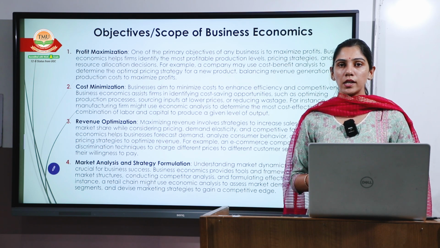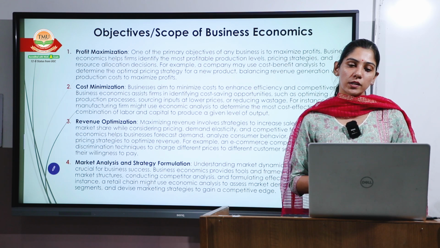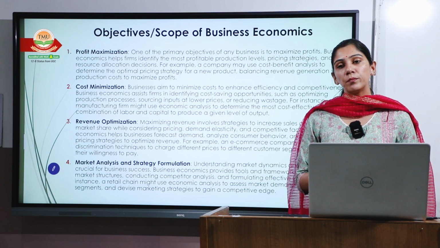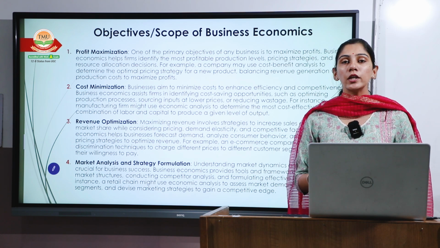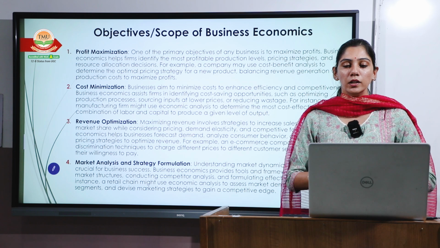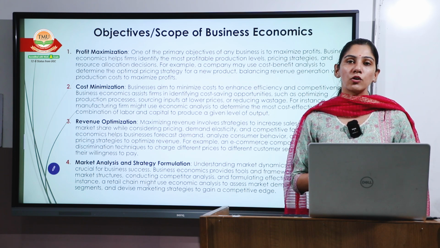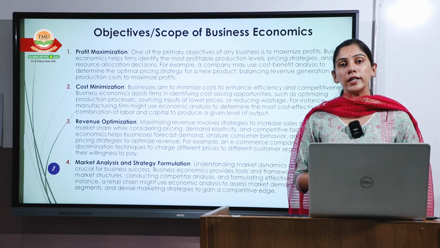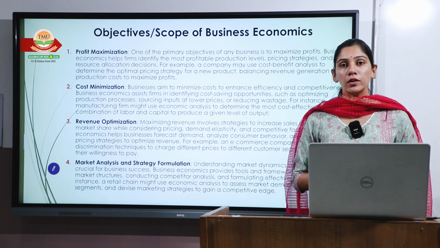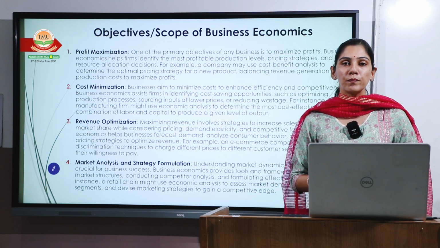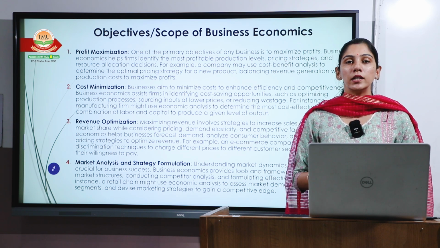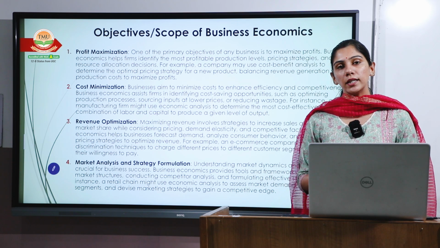Let's first understand the first point, profit maximization. Profit maximization is the primary or first objective of any business. Business economics helps firms to identify the most profitable level of production, opportunities, pricing strategies and resource allocation decisions. Let us take an example.